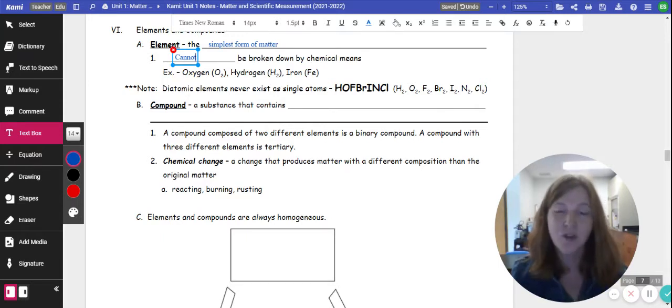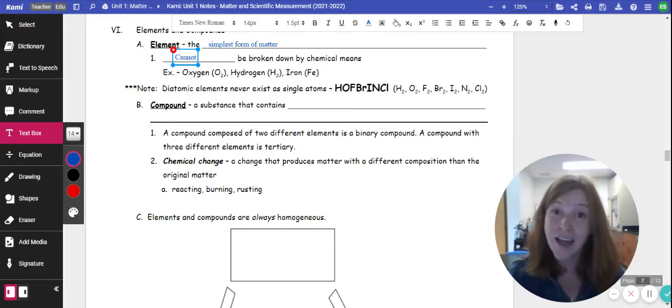But in a chemical reaction, you do not change the elements. If you're starting with 6 atoms of carbon, you will end with 6 atoms of carbon. If you start with 17 atoms of hydrogen, you will end with 17 atoms of hydrogen. So anything that's on the periodic table is considered an element. So things like oxygen, hydrogen, and iron.